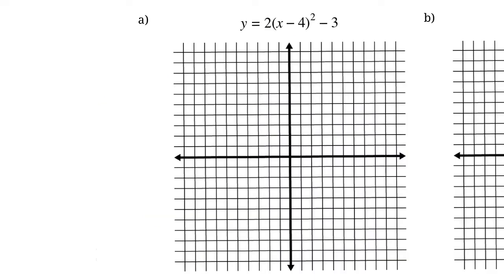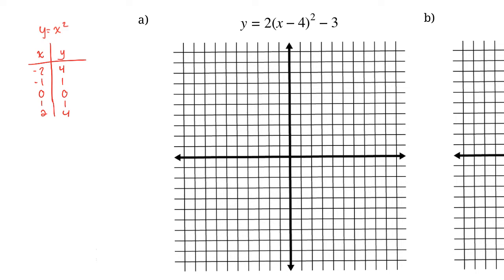Our quadratic that we're going to graph is y equals 2 times x minus 4 squared minus 3. Now let's start off with our parent function, y equals x squared. Let's just make a table of values to observe our points in this parabola. So if we use the x values -2, -1, 0, 1, and 2, our corresponding y values would be 4, 1, 0, 1, and 4.